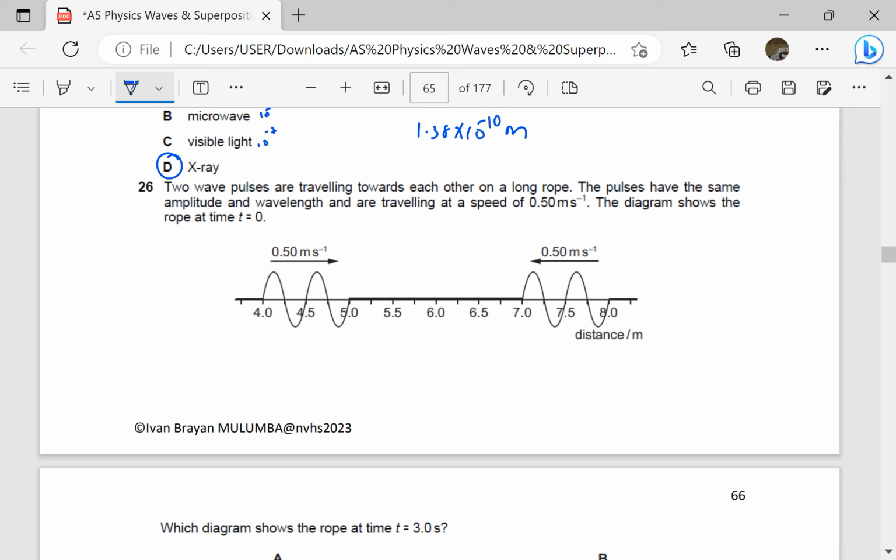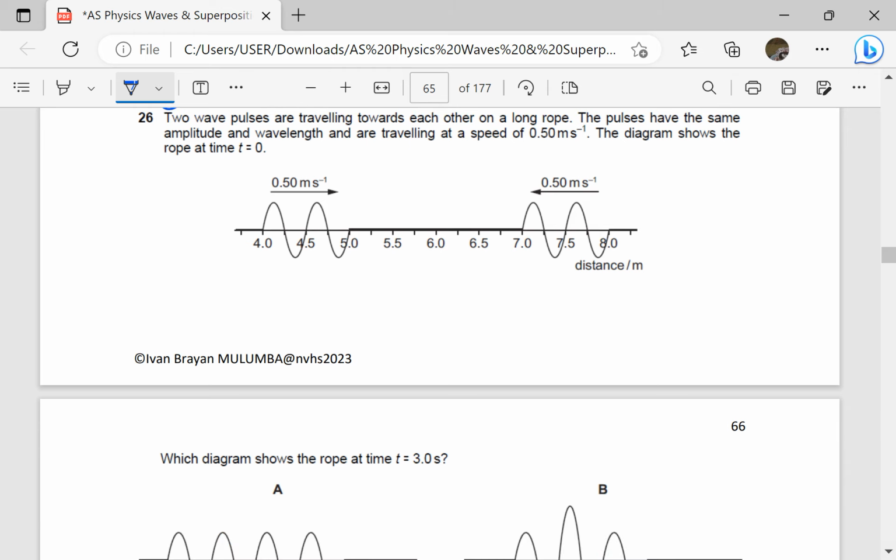Two wave pulses are traveling towards each other on a long rope. The pulses have the same amplitude and wavelength and are traveling at a speed of 0.5 meters per second. The diagram shows the rope at time t equals 0. Which diagram shows the rope at time t equals 3.0 seconds?